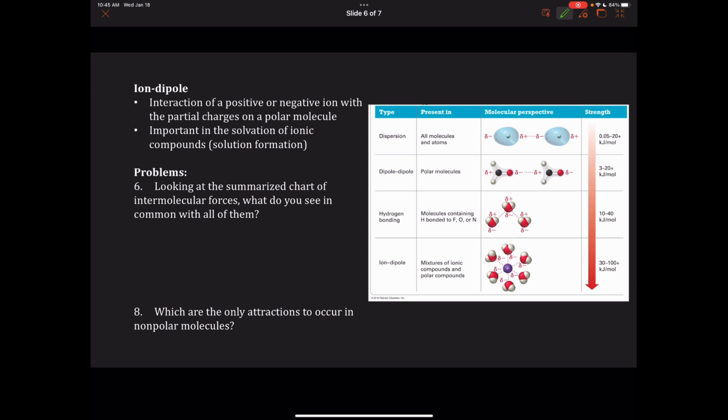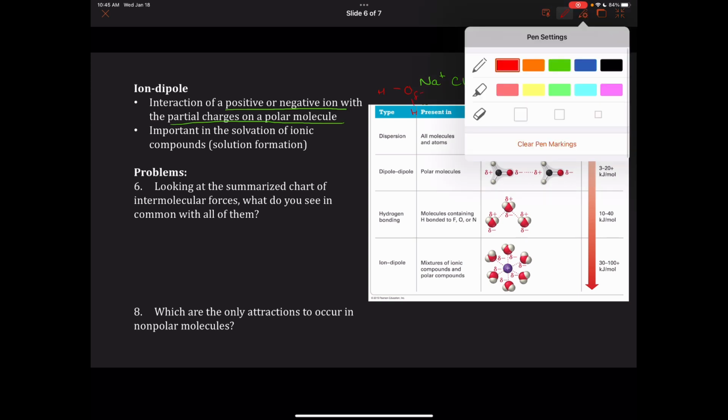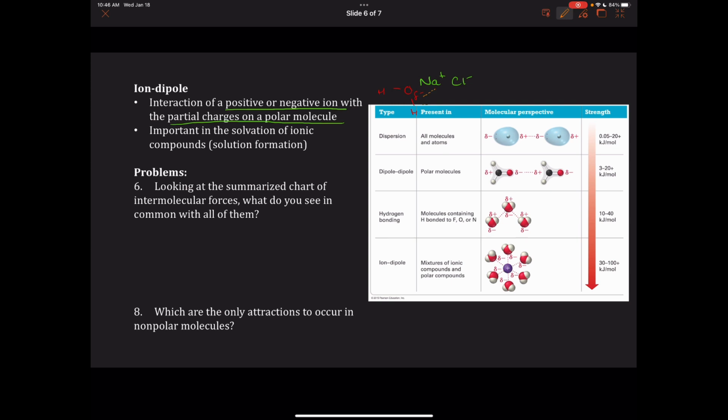Now, our final intermolecular force is the ion dipole force. It's the interaction of positive or negative ion with the partial charges on a polar molecule. This type of interaction is important in the solvation of ionic compounds or solution formation. So if we take an ionic compound such as sodium chloride and we put that sodium chloride into water, water is going to surround it. We're going to have the partial positives and negatives, so the partial negative on water on the oxygen is going to attract the sodium.